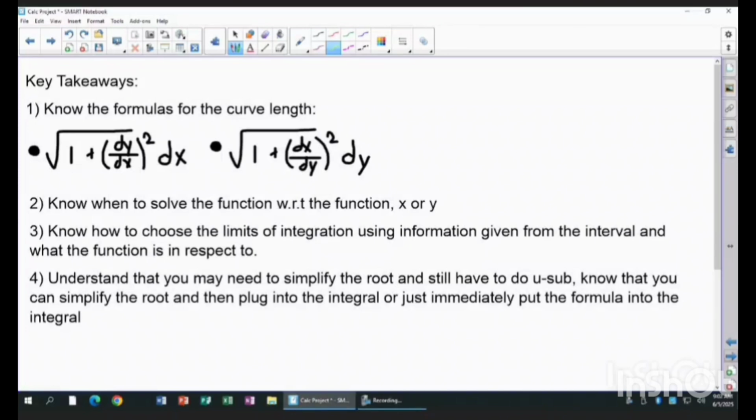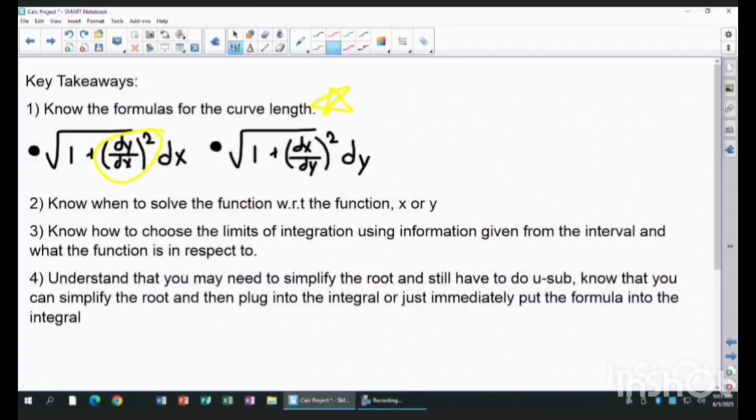Some key takeaways I just want you guys to remember. The formulas. You need to know the formulas. Even I just forgot one. You have to remember this has to be squared because that affects your whole calculation if you mess that up. You have to know when to solve the function with respect to x or y, we just did that. You can do both, but it's easier to pay attention to what the function is and what the interval is. Know how to choose the limits of integration using the information given, just like what I said. If you need to plug in an x to find new limits, you know how to do that. And understand and use the simplified root. So how to use them.